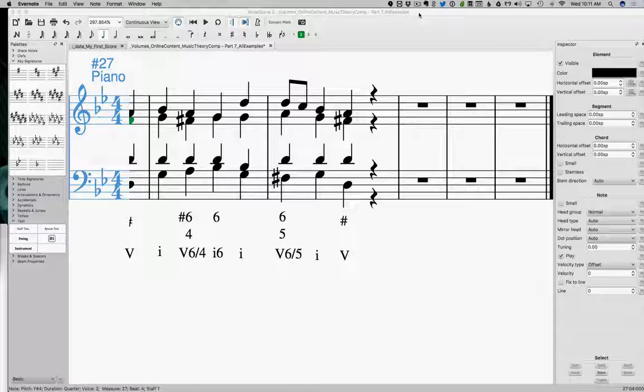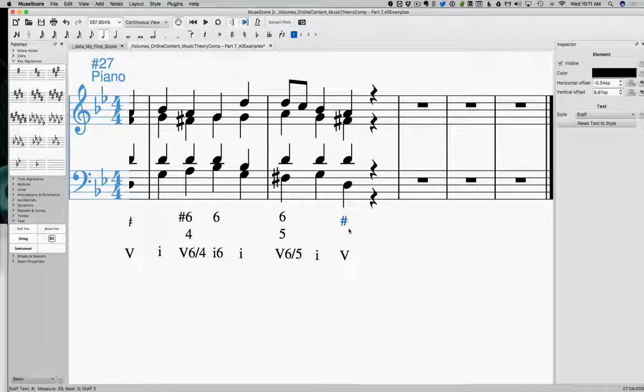Okay, number 2. If there's an accidental by itself, raise or lower the third above the bass. So in a case like this, it means the third above the bass, not the third of the chord, which in this particular case happens to be the same. But it means the third above the bass gets raised.